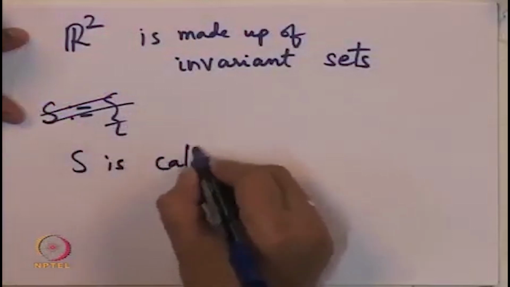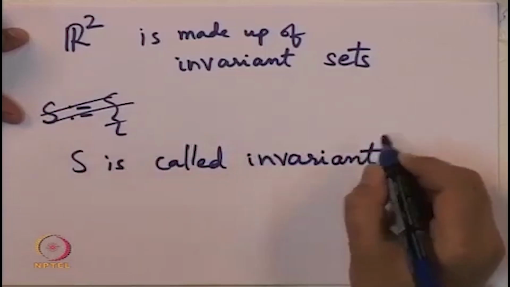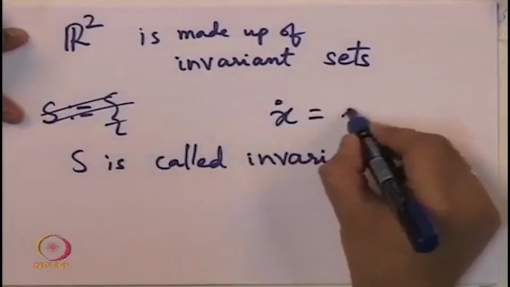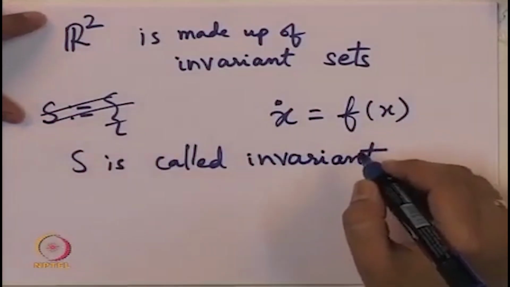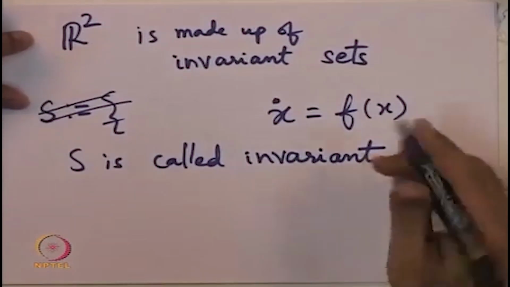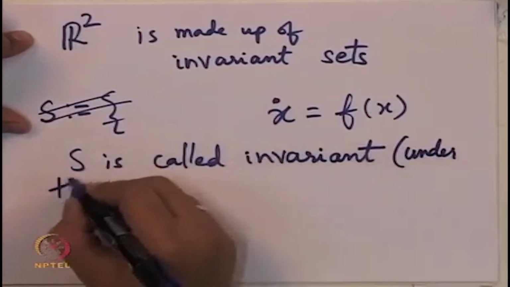So, we will define the plane R2 is made up of invariant sets. So, what is this invariant set? A set S is called invariant. In this case, it is invariant under the dynamics of the differential equation x dot is equal to f of x. If we start inside this set S, then we will remain inside this set S for all future time. It is called invariant. Invariant means under the dynamics.